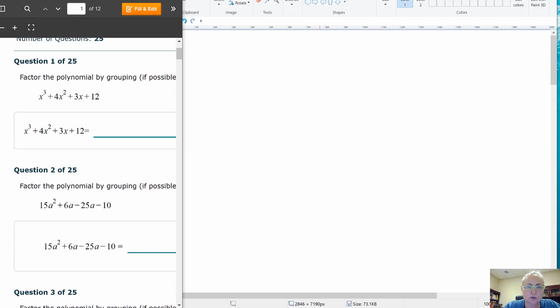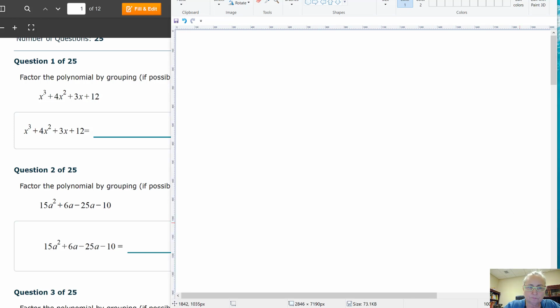So the first thing you need to remember is that you're going to take out a greatest common factor first every time. So we're going to put this at the top to remind us to look through all terms to see if there's a common factor.